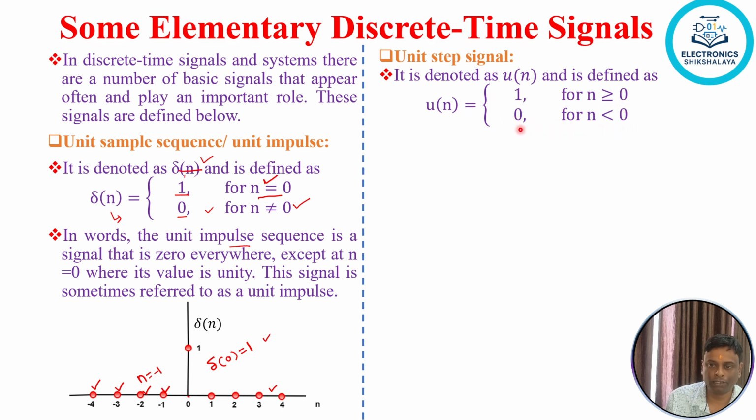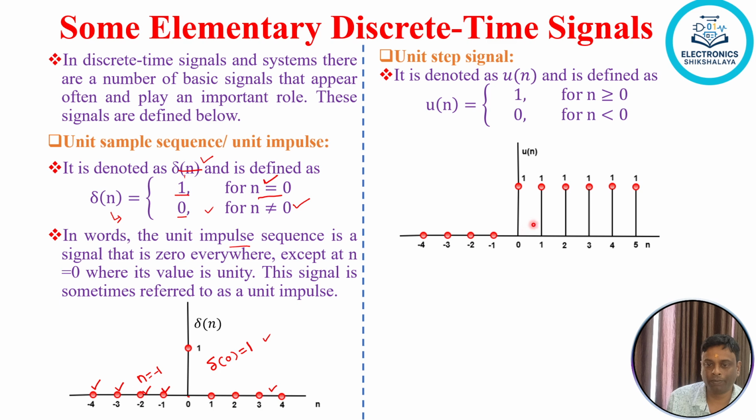Let us see the graphical representation of u of n. When n is greater than or equal to 0, the value is equal to 1. Similarly, for n less than 0, the value of u of n equals 0. So this is defined for u of n.